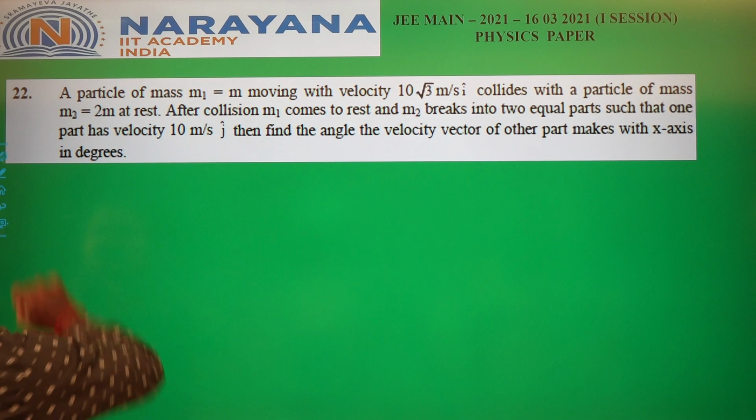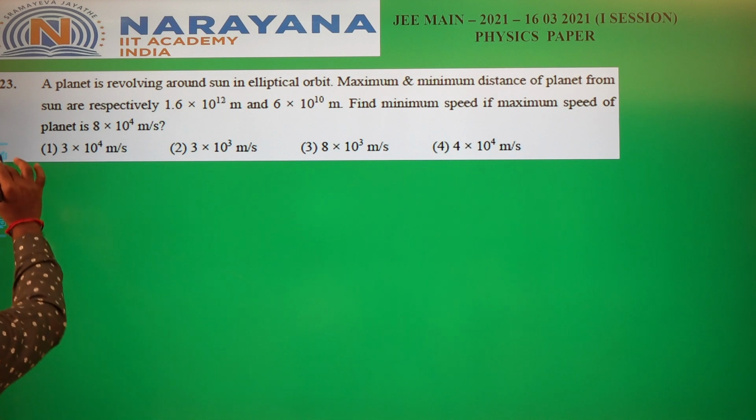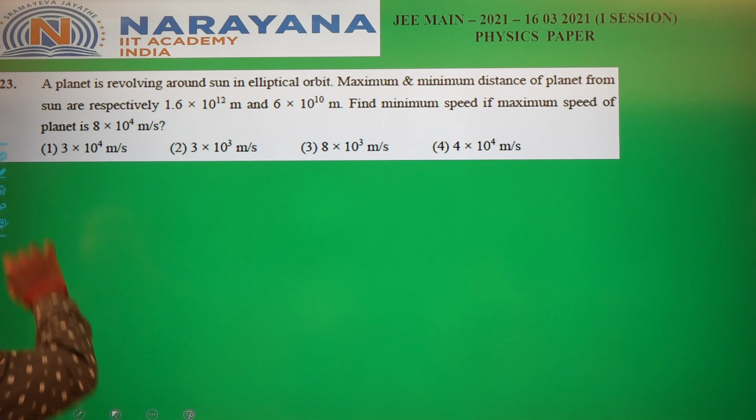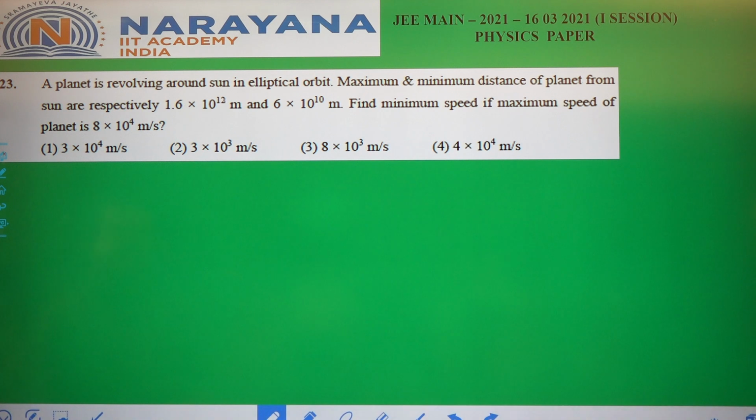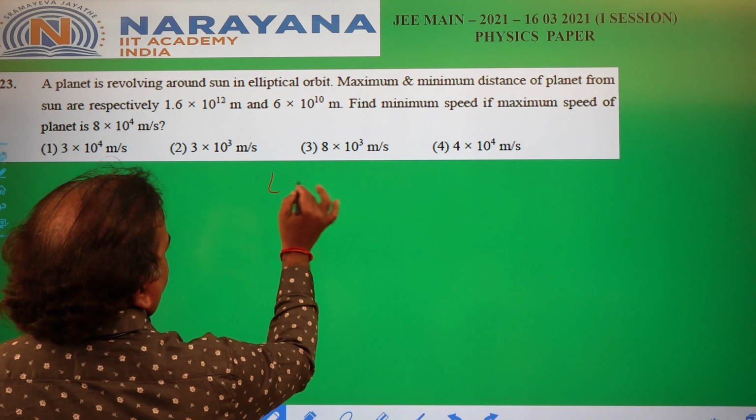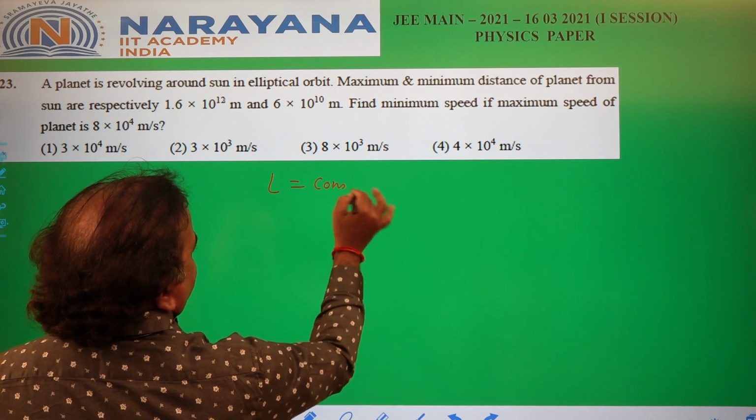A planet is revolving around the sun in an elliptical orbit. In an elliptical orbit, what is constant? Angular momentum is constant. Angular momentum is conserved.